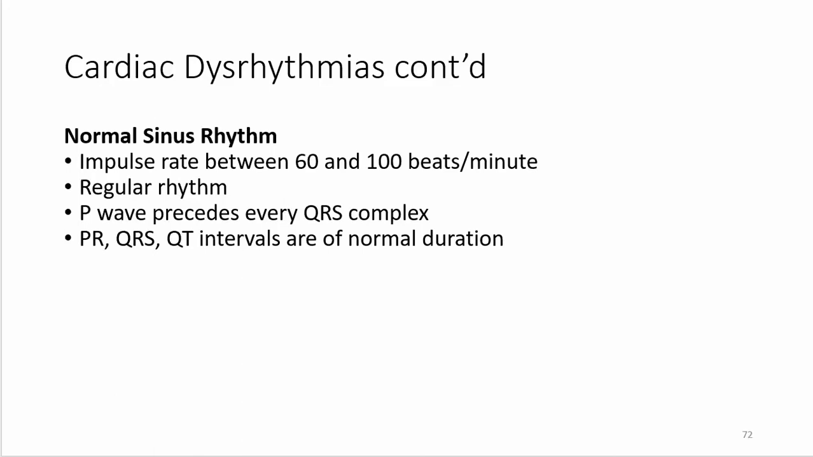You want to see that the P wave precedes the QRS, so that the atria depolarizes before the ventricles do. You want to look at the regular PR intervals, the QRS time, the QT intervals. All of this has to be of normal duration for it to be considered a normal sinus rhythm. And a lot of goals of treatment are to see this normal sinus rhythm. And it will be charted as such, normal sinus rhythm.